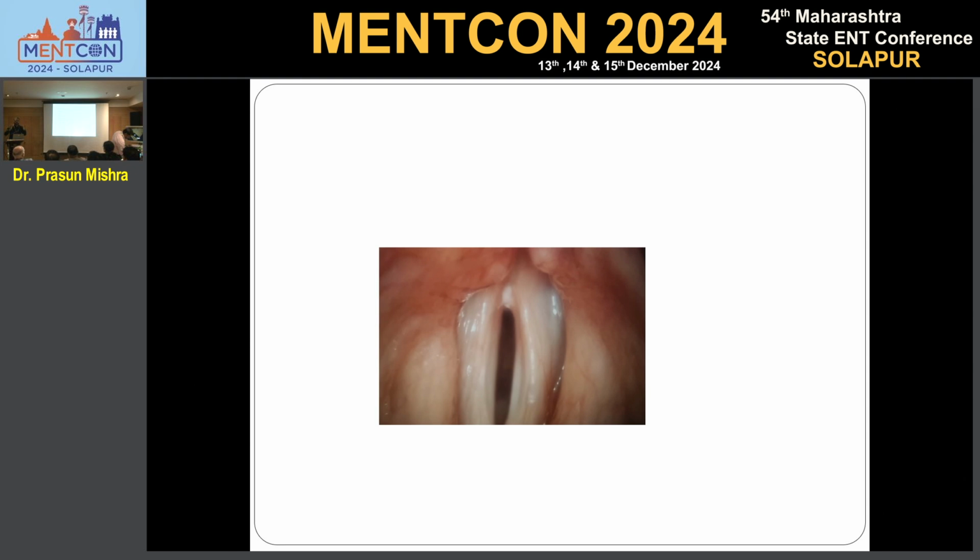But the view gets affected, sir, because the moment you reach inside, you see the epiglottis. So that is not what we want. We want a wider view. We want to see the entire oropharyngeal part also.